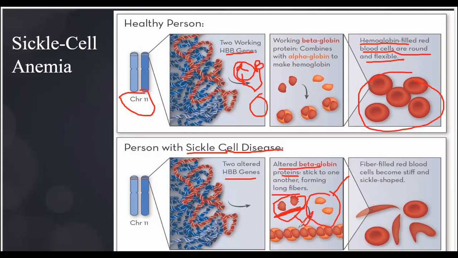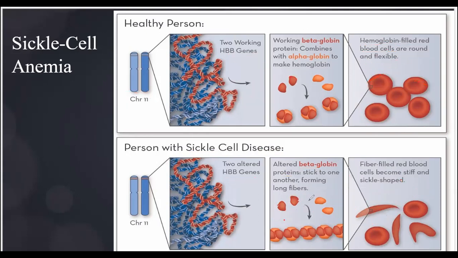So these cannot come together properly, and if they do come together to make the hemoglobin molecule, the RBC will not be of normal size and shape. It will be an abnormal size and shape like this. So fiber-filled red blood cells become stiff, and they take this sickle cell shape. This is the condition when a person has a defect in the beta globulin gene, because it is unable to make the normal beta protein. It makes an abnormal beta protein, and this results in the sickle cell shape.